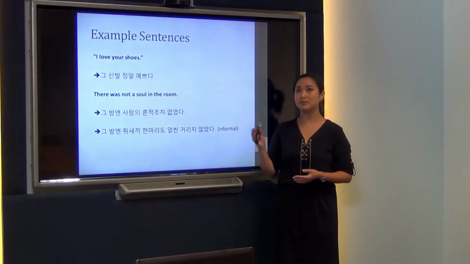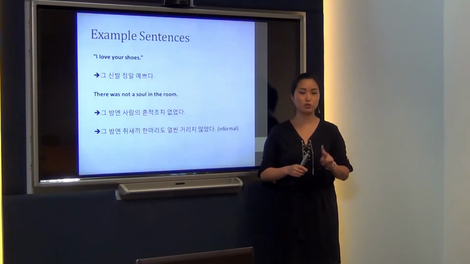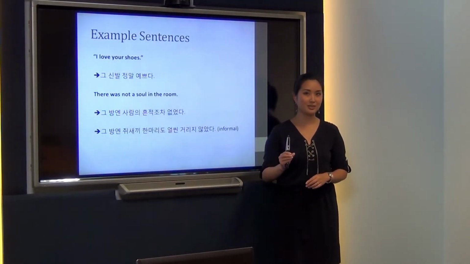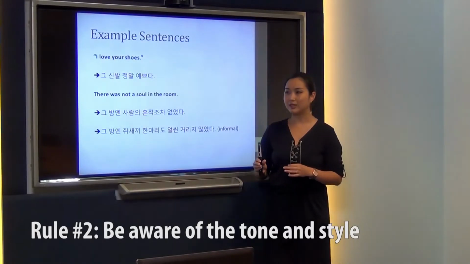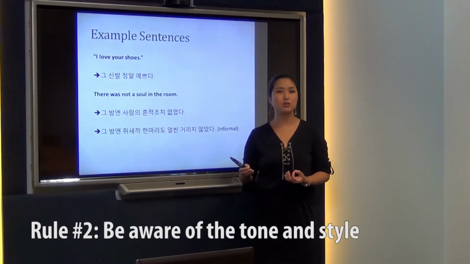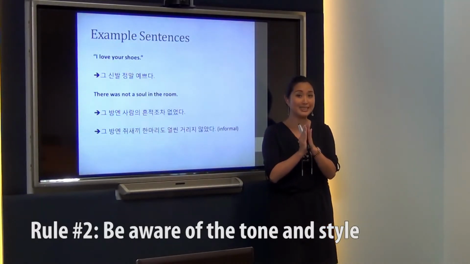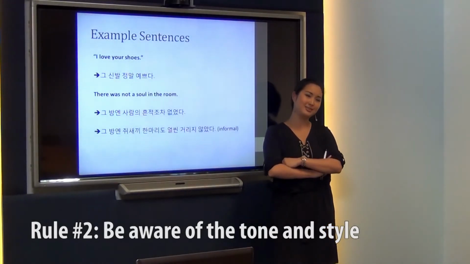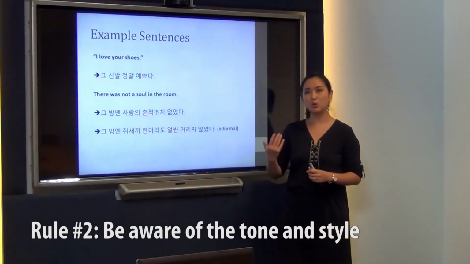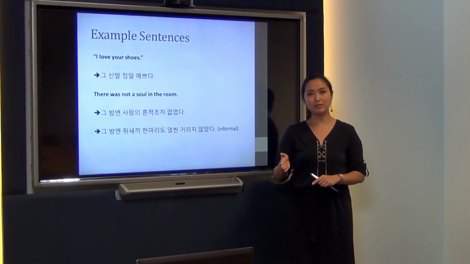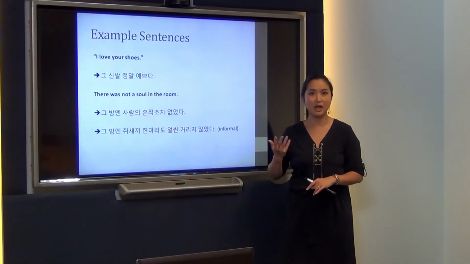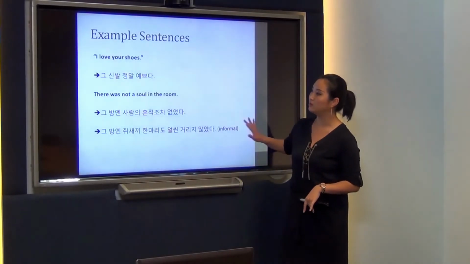Alright, so that brings us to rule number 2. Rule number 2 is about the tone and style of your original text. What I mean by tone and style is basically the attitude of the writer in the writing. Is he trying to be earnest, pleading, very sarcastic, or congratulatory? No matter what the tone and style is, your translation has to really show the feeling, the ambience of the writing itself.